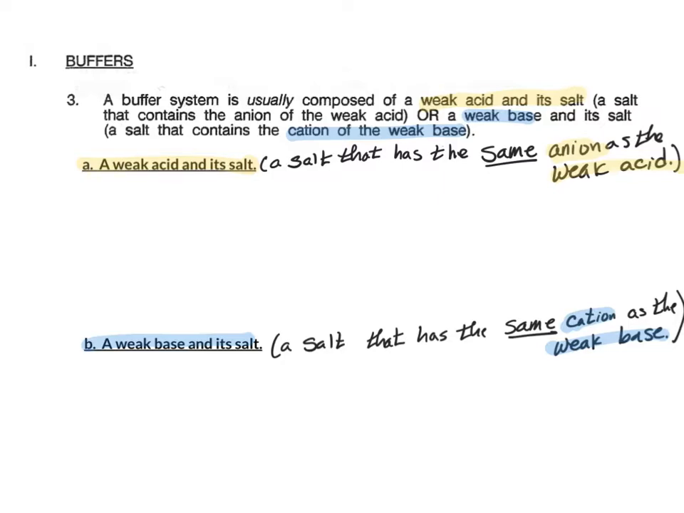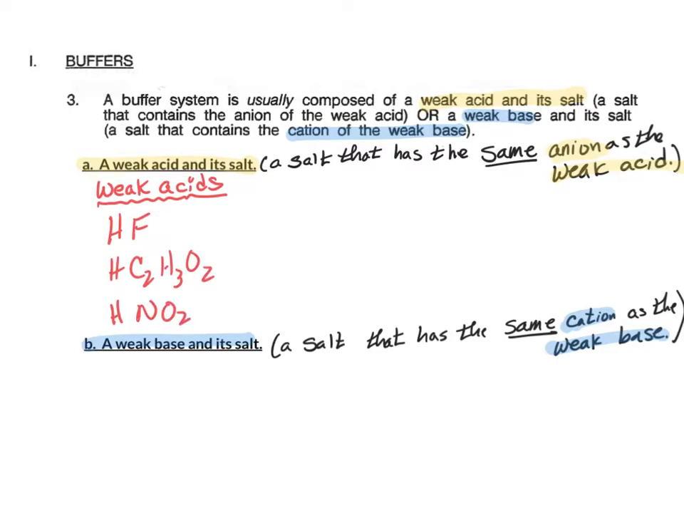So let's focus on the first buffer type, which is the weak acid and its salt. For this, we need to first identify some weak acids. So let's list a few here. We have HF, HC2H3O2, HNO2, and of course there's lots of other ones. But we're going to focus on these three for now.